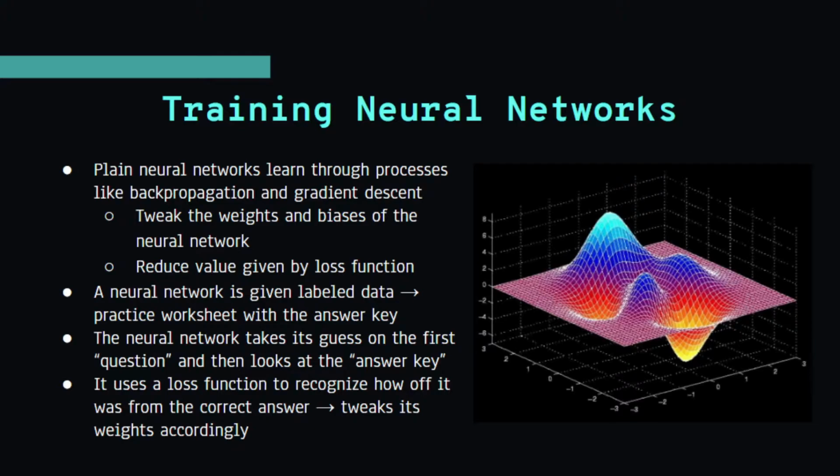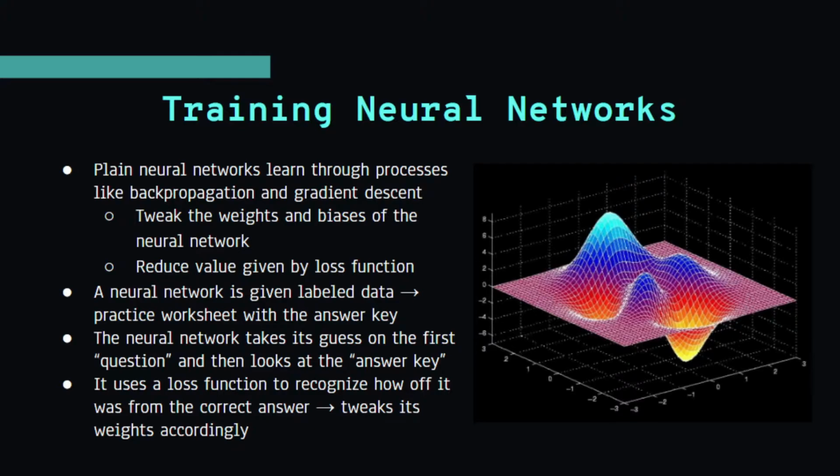So in backpropagation and gradient descent, what happens is that it basically, in a sense, tweaks the weights and biases of the neural network in order to reduce the value given by a loss function. And what's a loss function? So a loss function is basically a function where you put in your numbers and it spits out a number or a graph of numbers that will determine how bad your AI is.